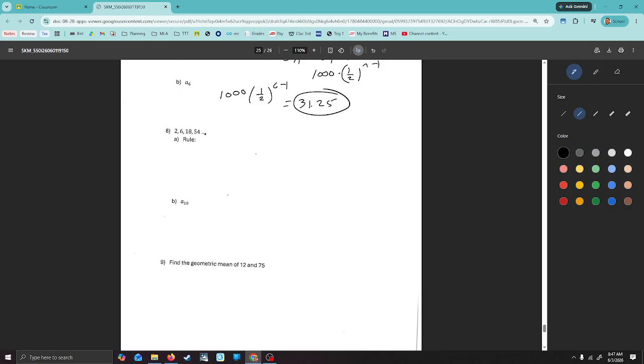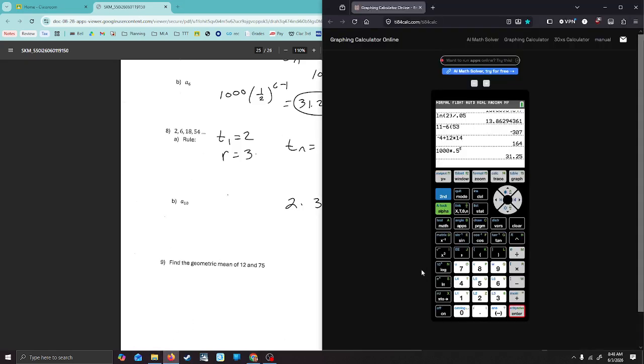So next one, for this, you've got to figure out the pattern. So T1 is 2 and r is 3. So I'm multiplying by 3 each time. So the formula is Tn equals 2 times 3 to the n minus 1. So 2 times 3 to the 10 minus 1. So 2 times 3 to the 9th power.